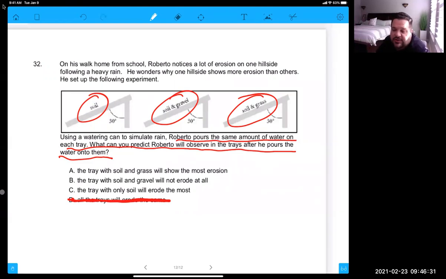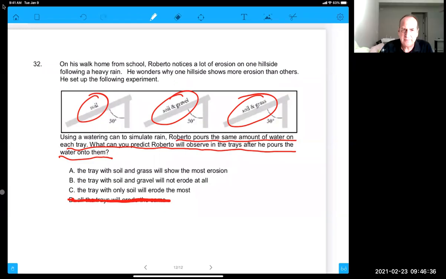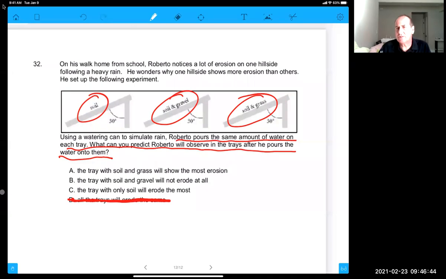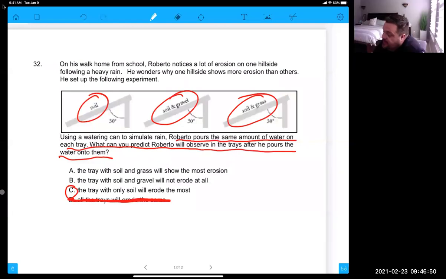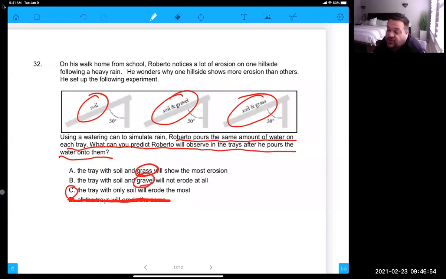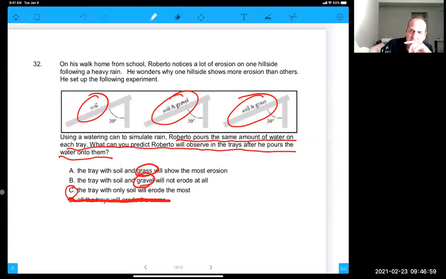Soil is loose and turns to mud and is probably the most likely to move, right? Yep. Now, each one of these says soil, but the tray with only soil will erode the most. Yeah, because when you pour it in, just think about it, it's just going to run off like mud immediately. There's nothing to slow it down. So it's C. I think the grass and gravel will actually stop some of the erosion from happening. Yeah, so I think your answer would be C.